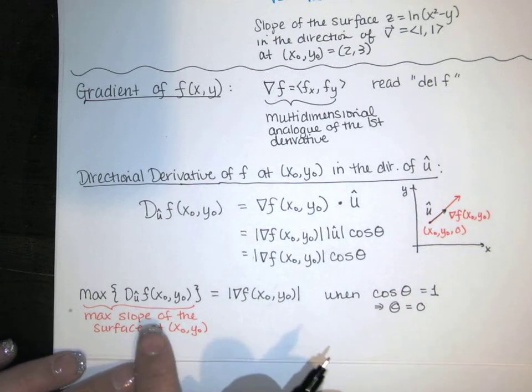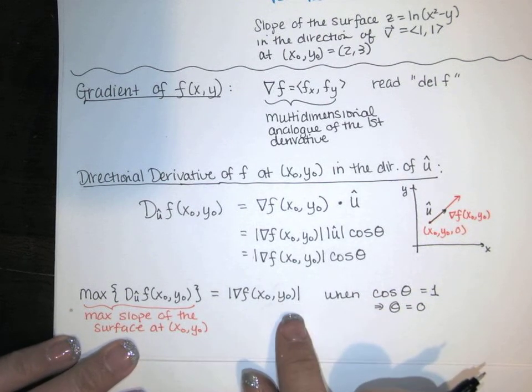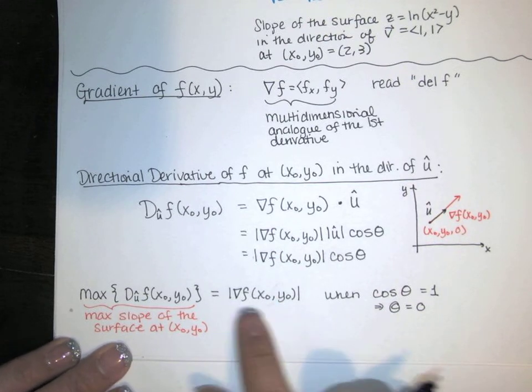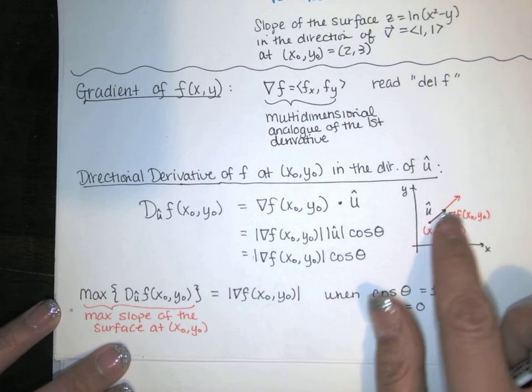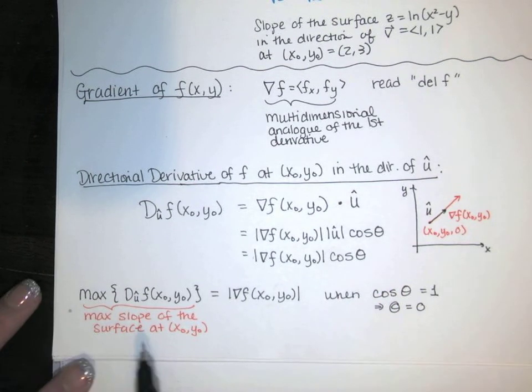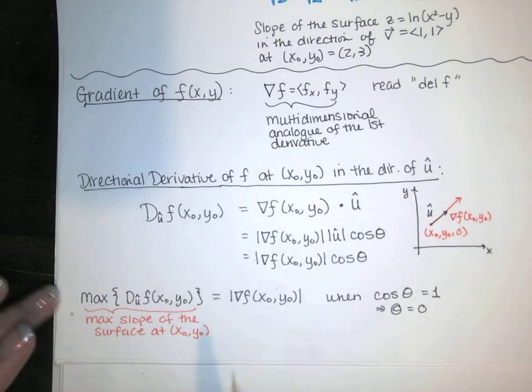Now let's say you're trying to figure out which direction do I go to get this maximum, which direction do I go to get this maximum slope? Well, you go in the same direction as the gradient. So we've got the maximum slope of the surface at the point is just the magnitude of the gradient.